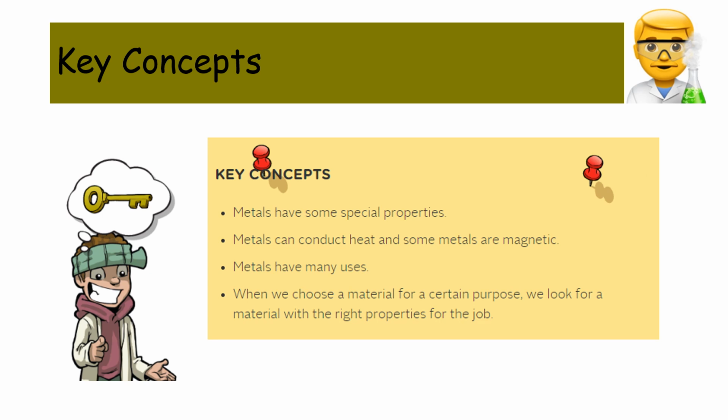Here are a few key concepts. Metals have some special properties. Metals can conduct heat and some metals are magnetic. Metals have many uses. When we choose a material for a certain purpose, we look for a material with the right properties for the job.